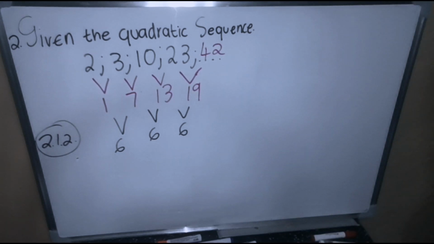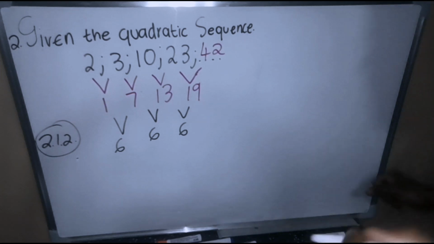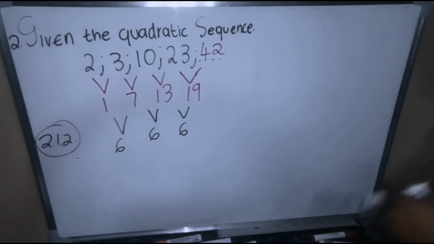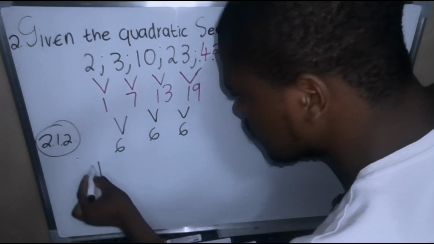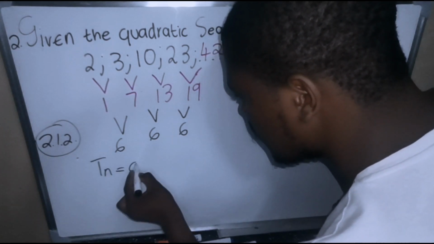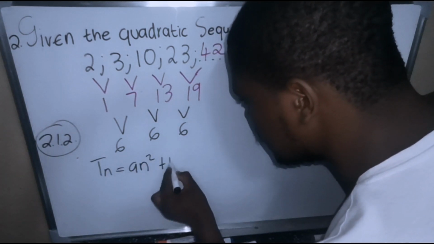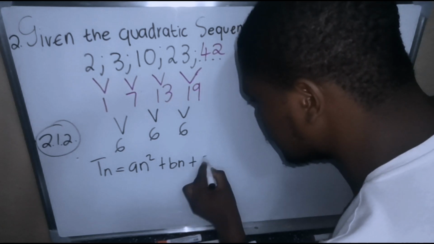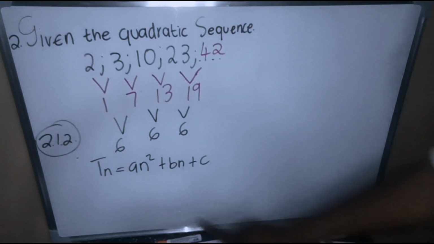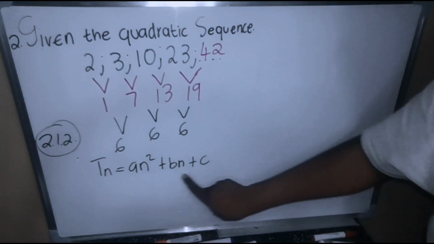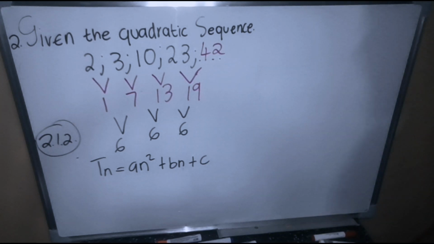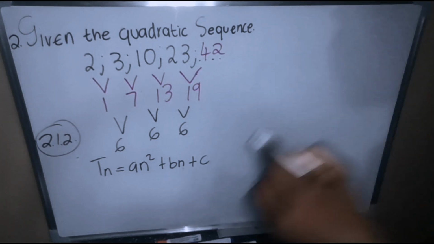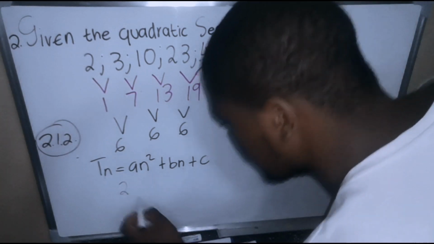Okay? Then we have a general formula. For us to find the general formula for a quadratic sequence, Tn is equal to an squared plus bn plus c. Now, the value of a, the value of b, and the value of c. This is the formula you must understand and know when going to an examination. This is how you find the value of a. You need to know this formula, guys. 2a. This is the formula.